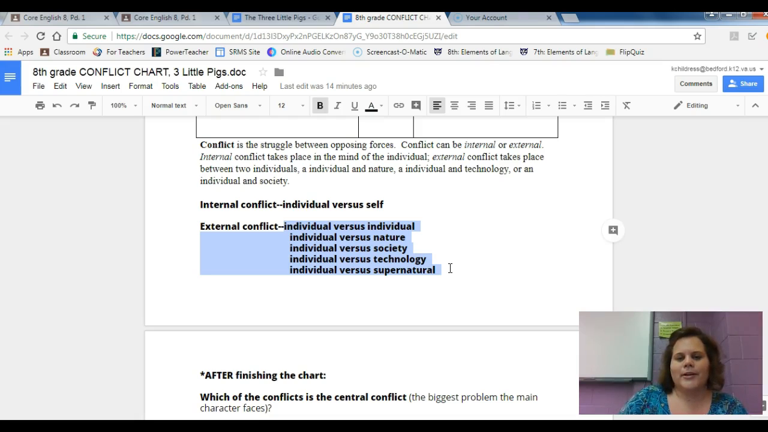So just to be clear, even though these are pigs, you're not talking about nature. These are kind of individuals. It's called anthropomorphism, fancy word for basically saying when animals act like people. So don't put a bunch of individual versus nature just if it's a pig and a wolf. These are still considered like people-ish animals, so you go for individual.